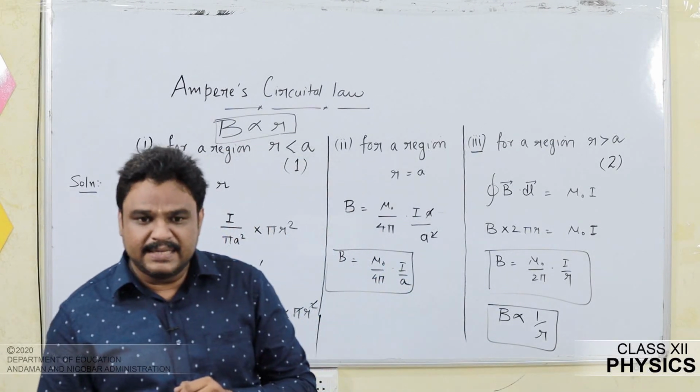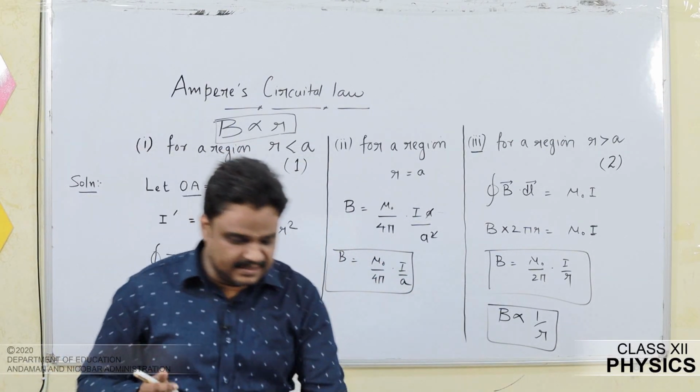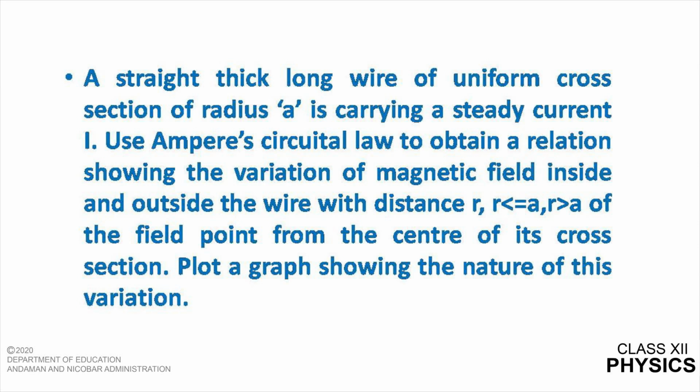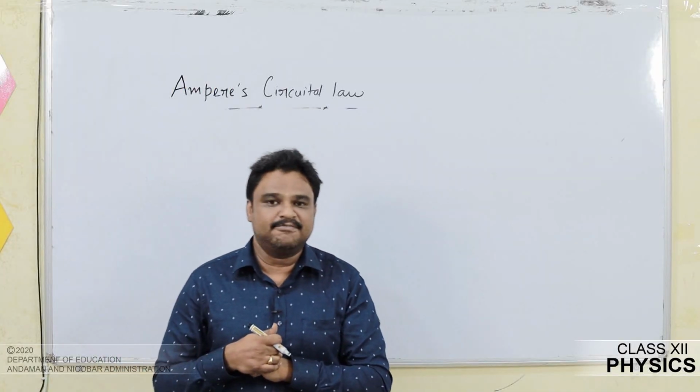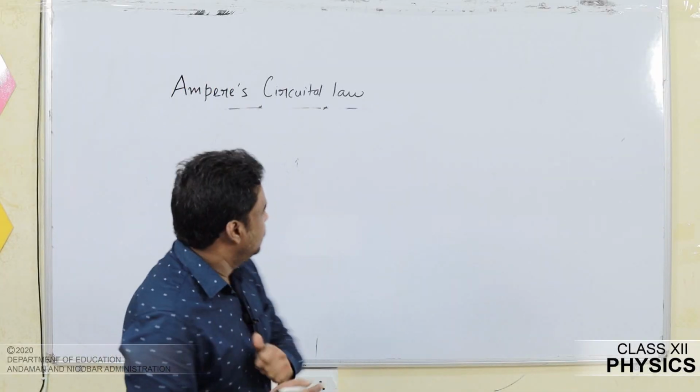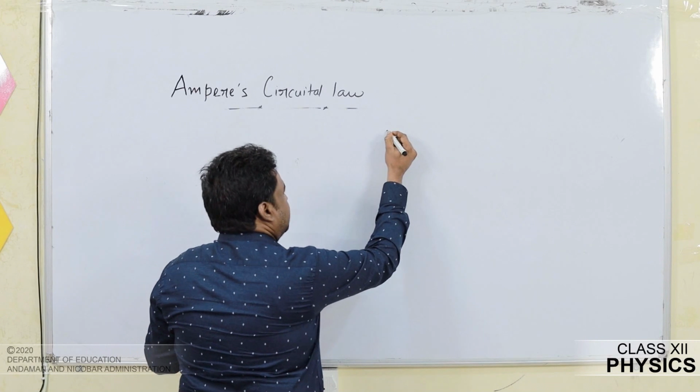Now once again I am going to get back into the second part of the question. The second part of the question says, you are going to plot a graph showing the nature of this variation. This means you are going to draw a graph between B and R. So what about the representations?